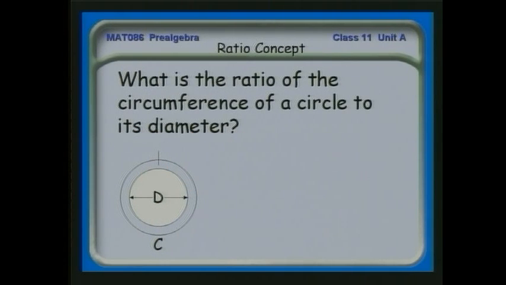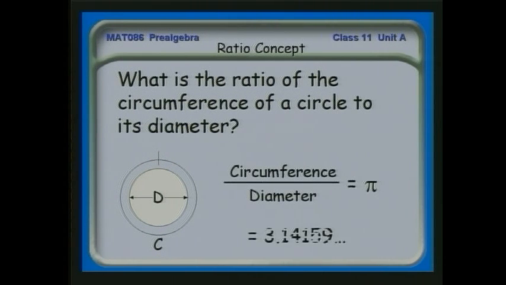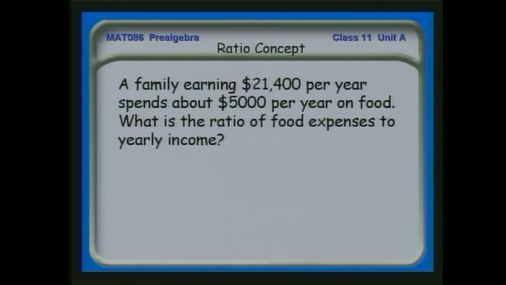We've looked at this ratio. What's the ratio of the circumference of a circle to its diameter? Do you know what that is? That's pi, our magic number 3.14159, and it goes on and on and on. Of course, we've talked about that. Let's look at some other practical problems where we're also dealing with ratios.